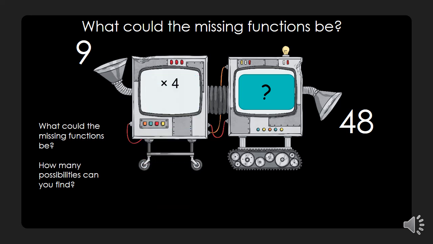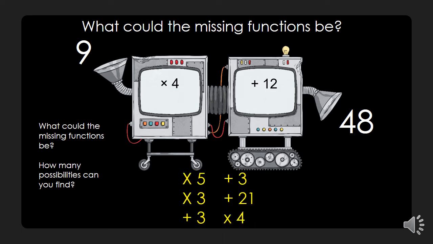Fantastic. So you could have had 9 times 4 plus 12, because we know that 9 times 4 is 36, and 36 plus 12 equals 48. But that's not our only answer that we could have had. We could also have had 9 times 5, which gives us 45, and then 45 plus 3, which is 48.